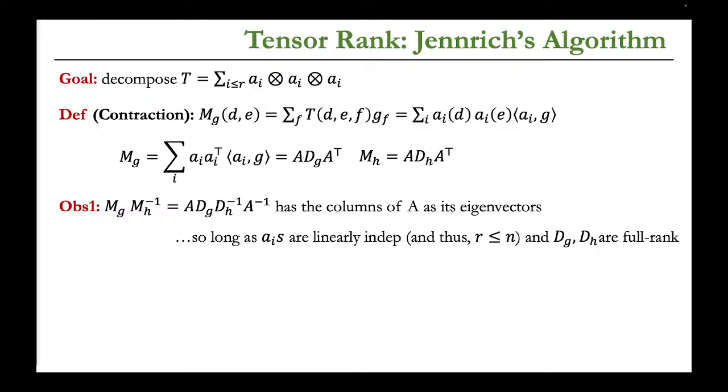And then once you look at it, you observe that what I have over there is a diagonalization of M_G M_H inverse, right? Because I have a diagonal matrix, A inverse. So I have a matrix with a diagonalization, so I can basically compute this diagonalization with eigenvalue decomposition.